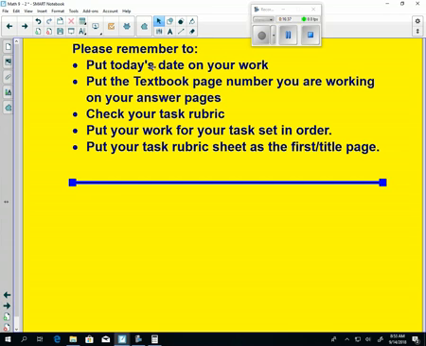Remember, put your date on your work, your name. Go back to your text rubric, make sure you're doing all of the components of it. And put your work on your task set in order. Put them in order and send them in to me, and I'll be able to correct them. Make sure your name's on the assignment too. Okay.